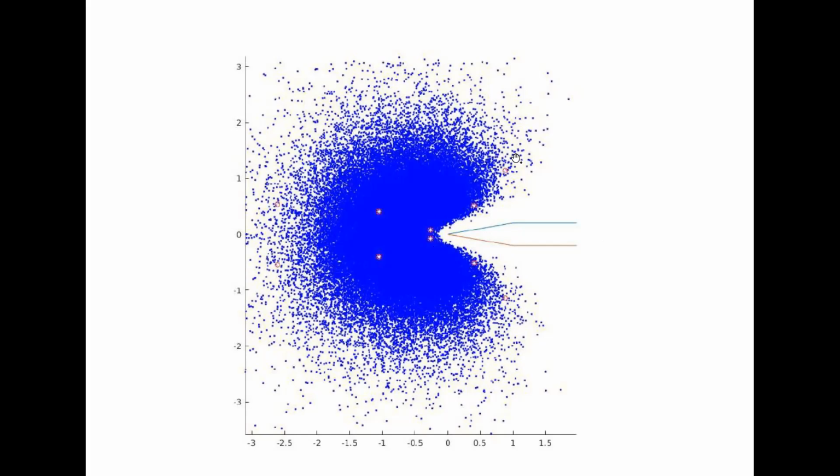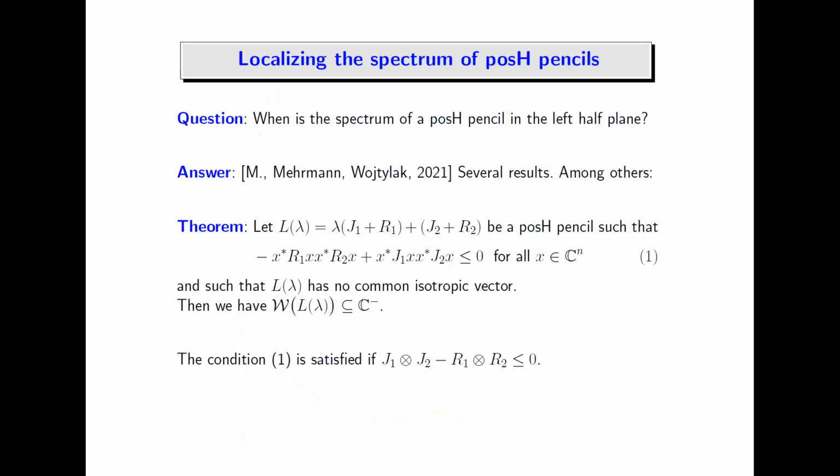By the way, the picture was generated by choosing random points to compute the numerical range. Okay, still, when is the spectrum contained in the left half plane? We have several conditions. Let me just name one.